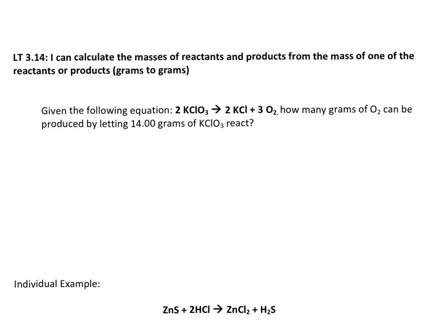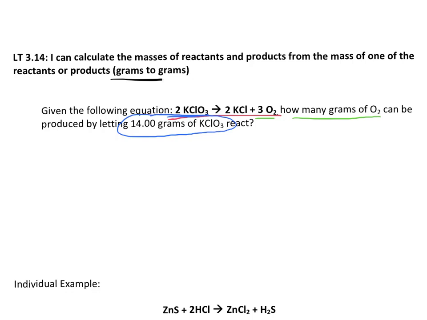Now, in this example, we have an equation. It gives us 2KClO3 yields 2KCl plus 3O2. The question asks us how many grams of O2, which is right here, can be produced by letting 14.0 grams of KClO3 react, which are right here.